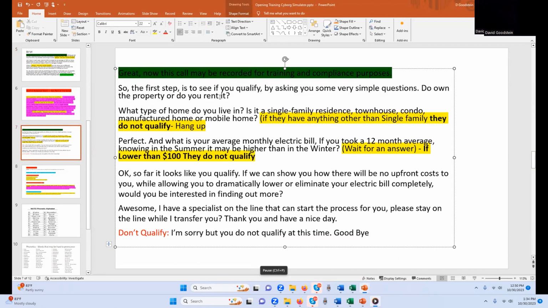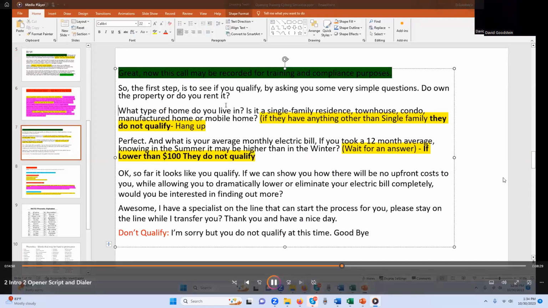They rent it. Hang up the phone. We can't help them. There's no purpose in continuing. If they own it, continue. What type of home do you live in? Is it a single family residence, townhouse, condo, manufactured home, or mobile home? If they say anything but single family residence, hang up. If it's single family residence, continue.